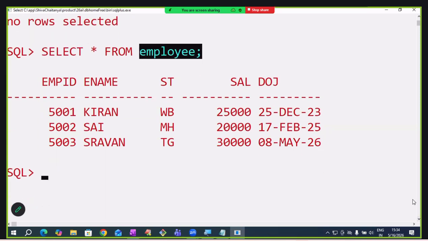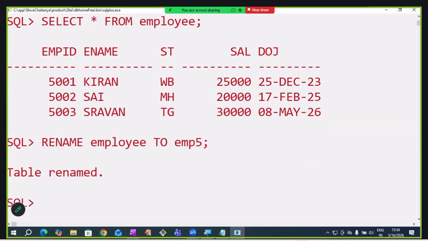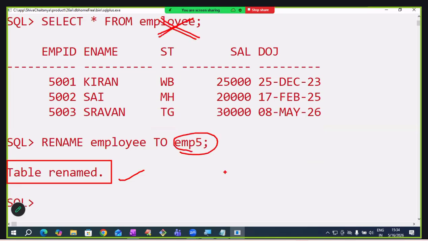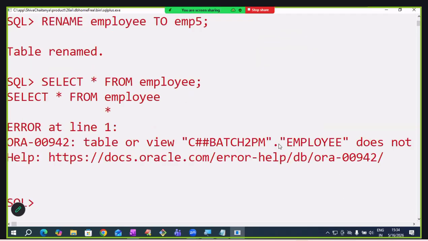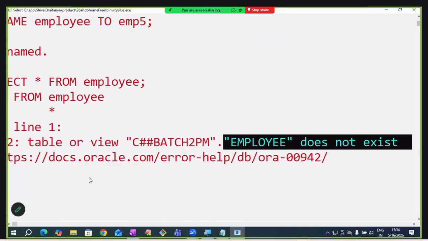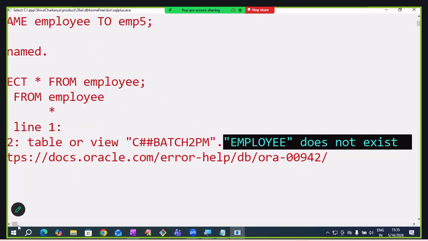Right, like this. Rename, rename. What was the old name? Give here: employee. To. What is the new name? EMP5. Now the table name has changed. Table renamed. Observe, sir. Now this employee name does not exist. The employee name changed, and the new name is EMP5. If I write the old name, it gives an error: table employee does not exist, because the employee name changed to EMP5.